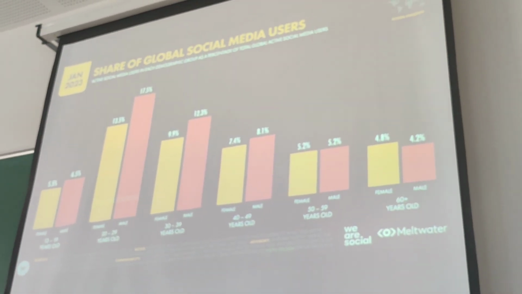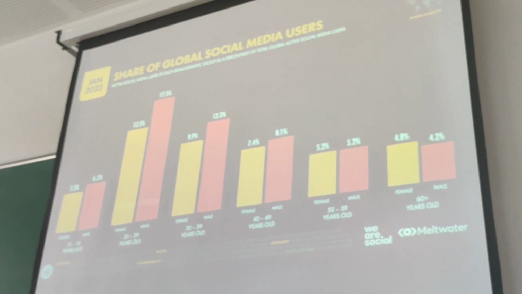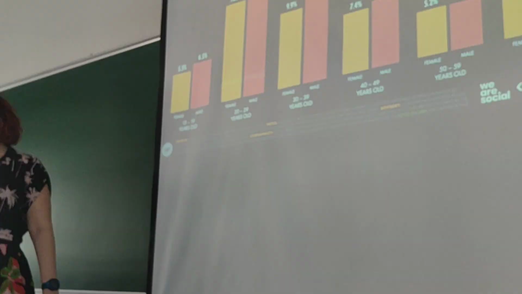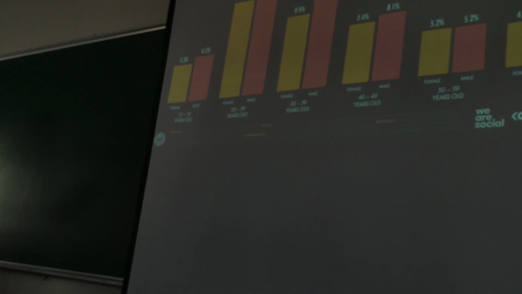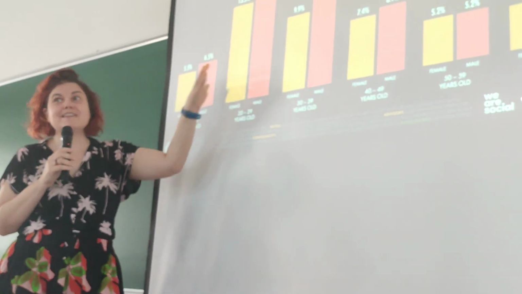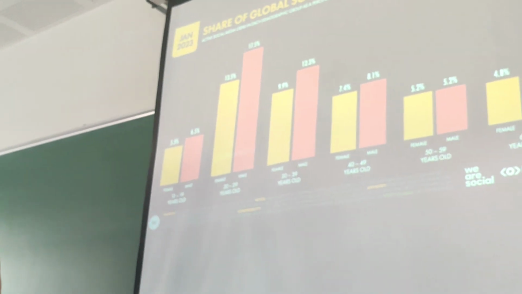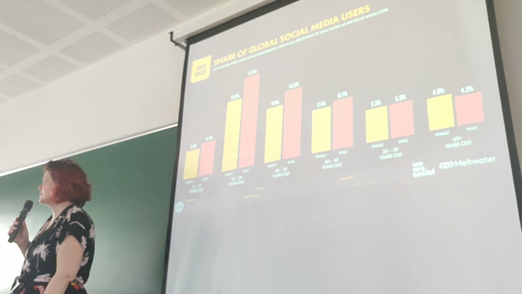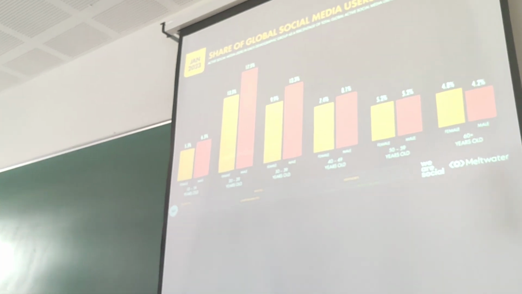So this is just showing the share of different ages of people using social media. The main group are 20 to 29-year-olds. So if your business is targeting 20 to 29-year-olds, then without a doubt social media is going to be a very good way to get to your audience. But it also reaches across all the age groups, just not to the same extent.